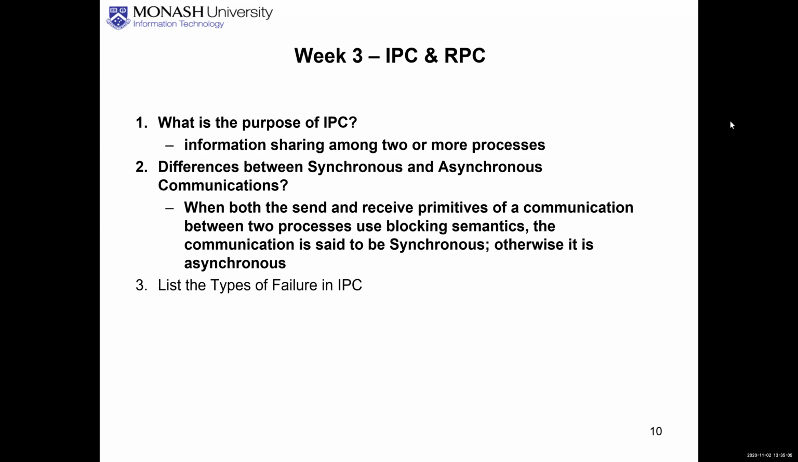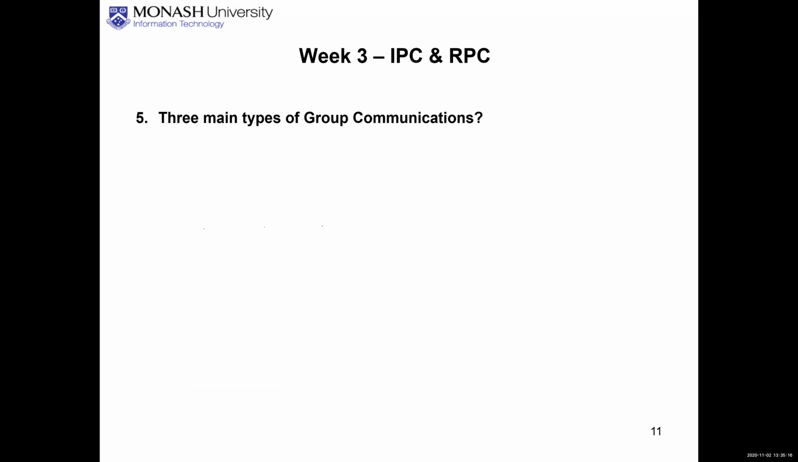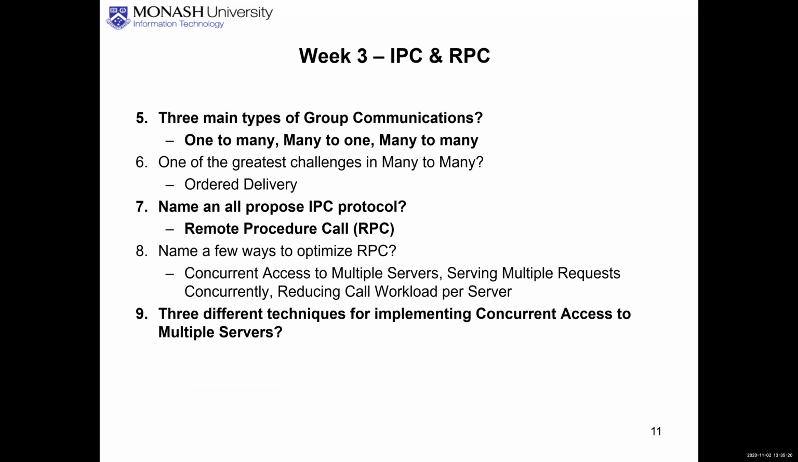From here, we went into the different types of failures in IPC. How do you implement idempotency? And then the 3 types of communication groups. The bold points are the important ones for you all to take note of. We learned about remote procedure calls and 3 different types of implementing concurrent access.